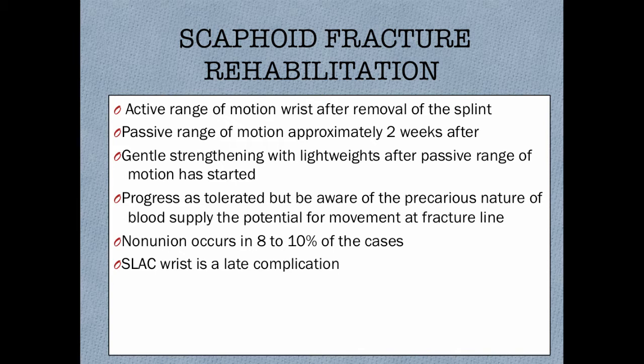Need to be a little bit careful at how we progress because we're just very cautious or nervous about potential blood supply dysfunction into the scaphoid region. So that progress is tolerated, but like I said, be aware of the precarious nature of the blood supply for the potential of movement of that fracture line. Non-union in this region occurs up to 10% of the cases, and the SLAC wrist is also a late complication following a scaphoid fracture.